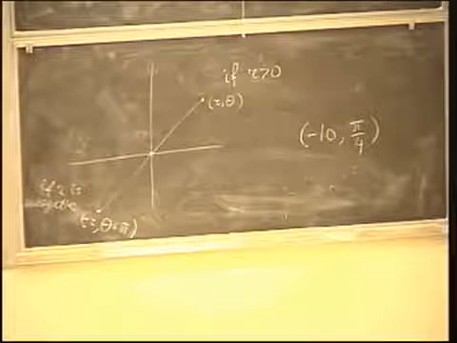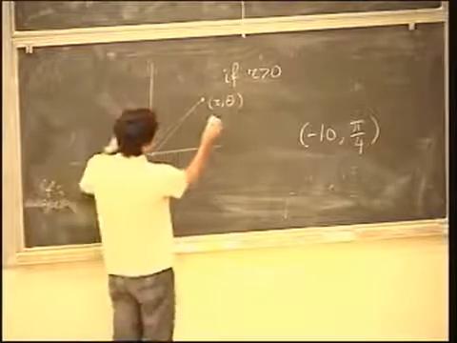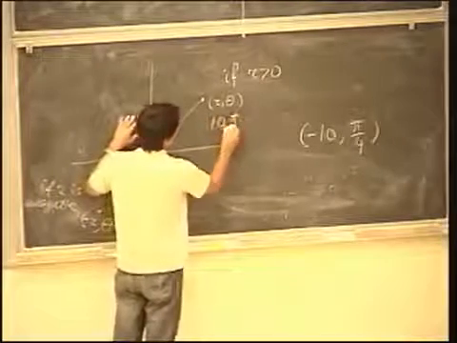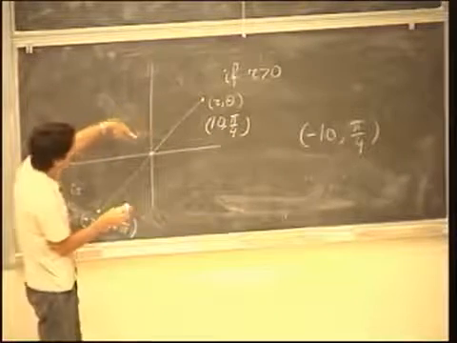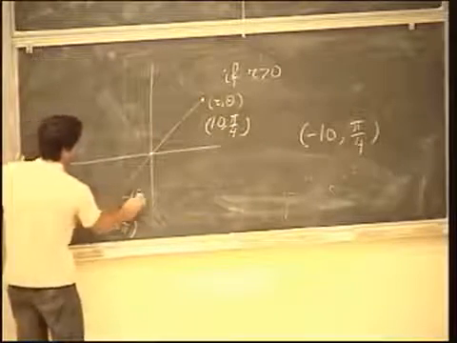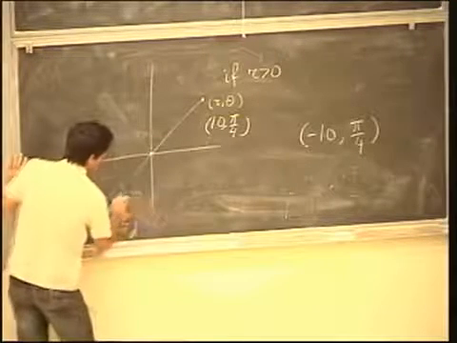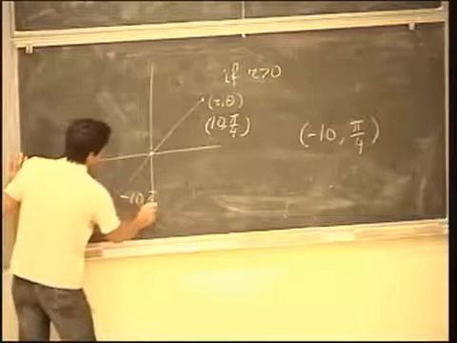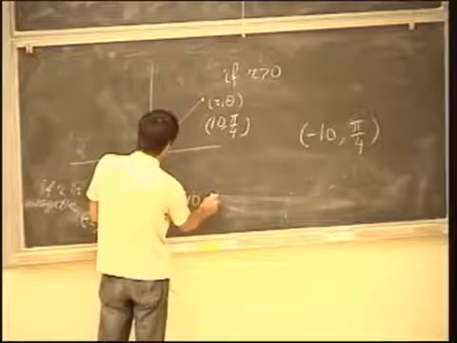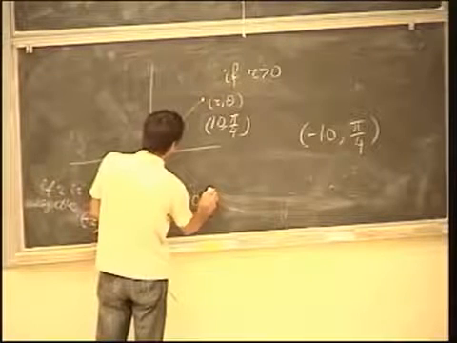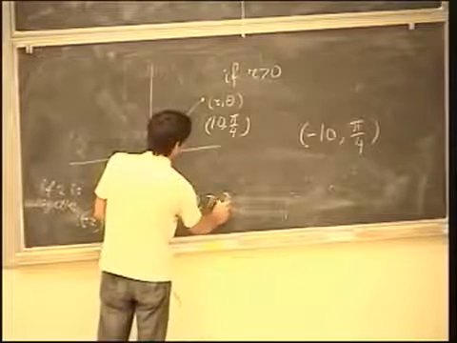So that's what I meant in this picture, but it was a little bit ambiguous. So in particular, if you have 10, pi over 4, it will be here. But minus 10, pi over 4 will be here. This is going to be the point 10, 3 pi over 4, which will be the same as 10, pi plus pi over 4. Okay?